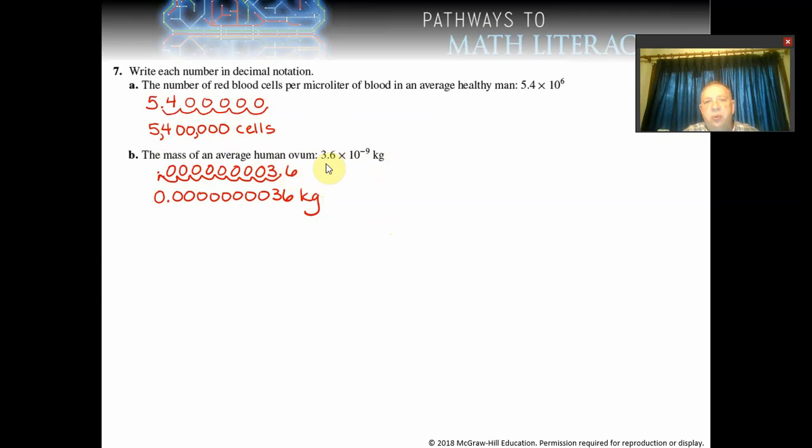The mass of an average human ovum, 3.6 times 10 to the negative 9th kilograms. So I'm going to start with 3.6, and now I'm going the negative way, so this is smaller. So I'm going to count 9 times to the left: 1, 2, 3, 5, 6, 7, 8, 9, inserting zeros where there were none, just to get everything back. That's the mass in kilograms as a decimal.